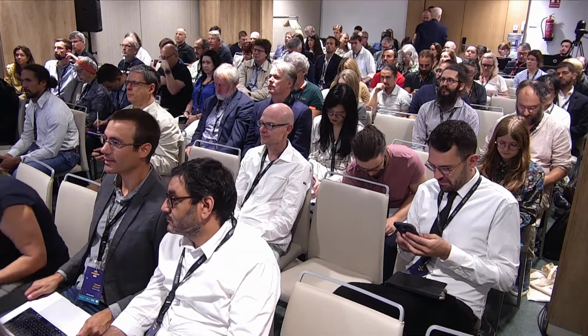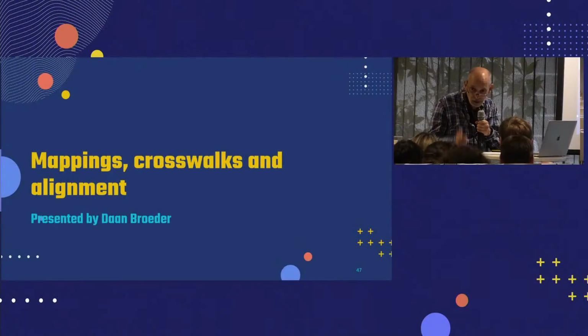So back again to semantic artifacts, because mappings and crosswalks demand their right. There are proper semantic artifacts, they need PIDs, and they want proper metadata, correct?